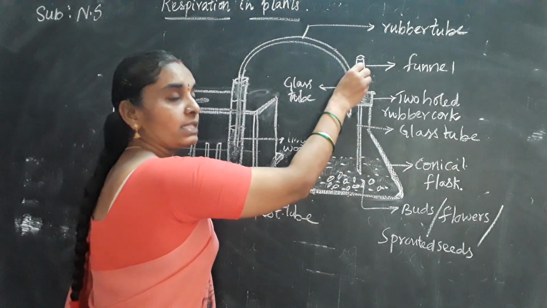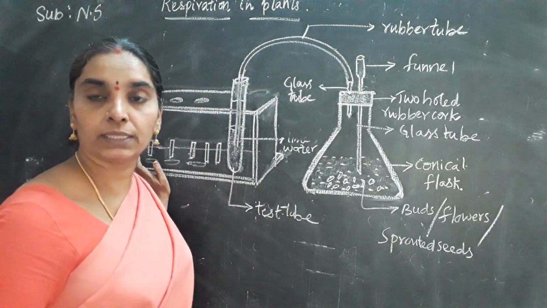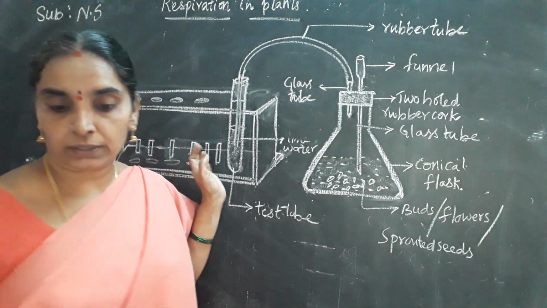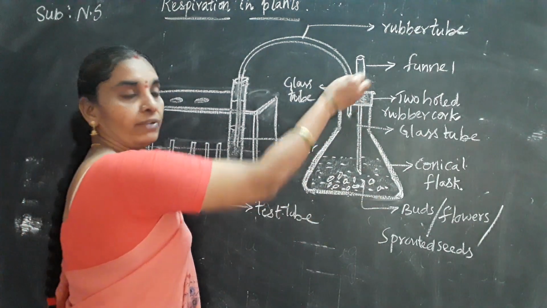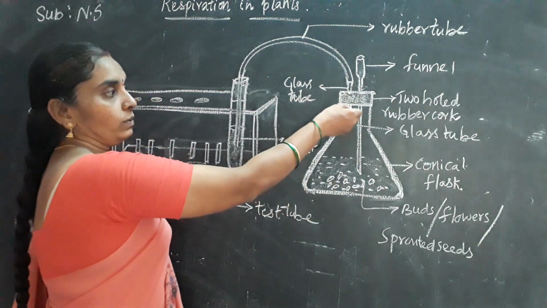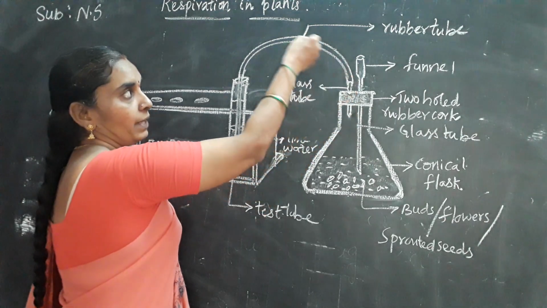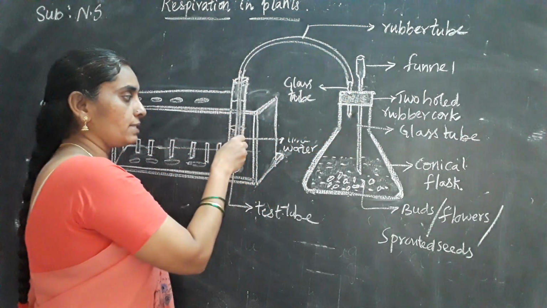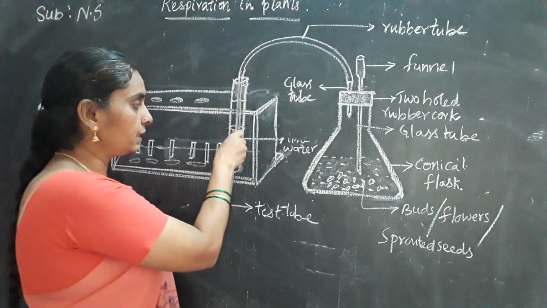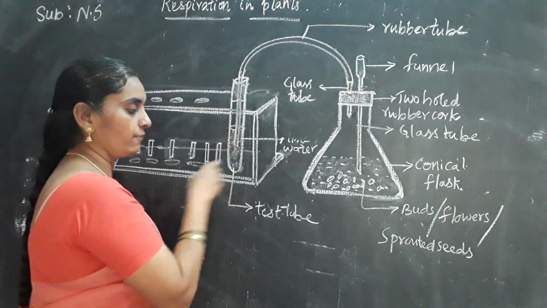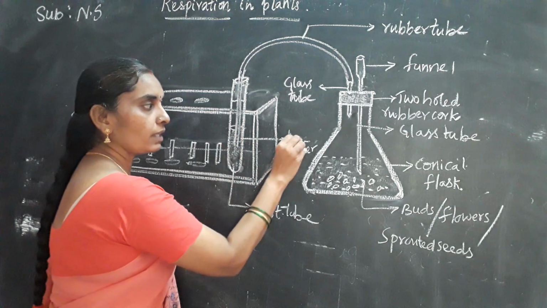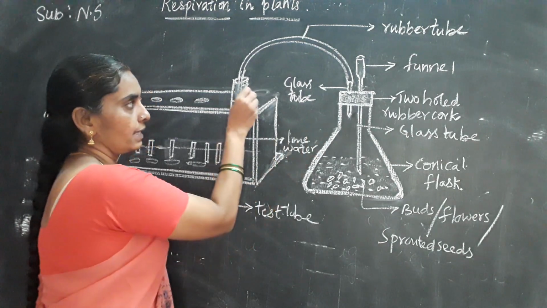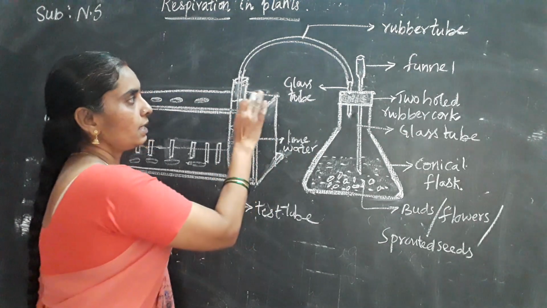Okay, so if there is no funnel, you can also use an ink dropper as a funnel here. This is a glass rod to which the rubber tube is fixed, and the rubber tube is connected inside the test tube filled with lime water. So this is the lime water.